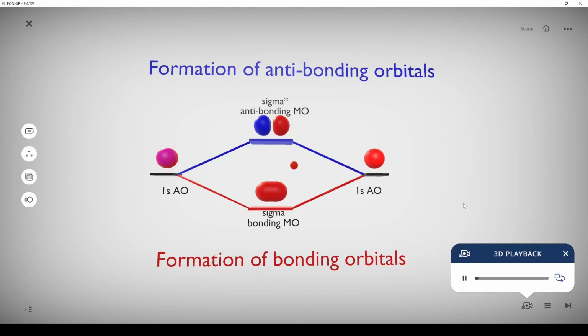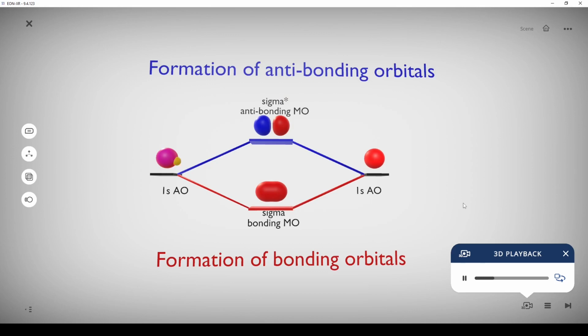Here we are looking at the formation of the bonding orbitals of hydrogen, molecular hydrogen, which is H2. Here on the far left, we have the atomic orbital of one atom. On the far right, we have the atomic orbital of another hydrogen. So the far left-hand side atomic orbital and the far right-hand side atomic orbital are coming together to form those molecular orbitals in the middle.